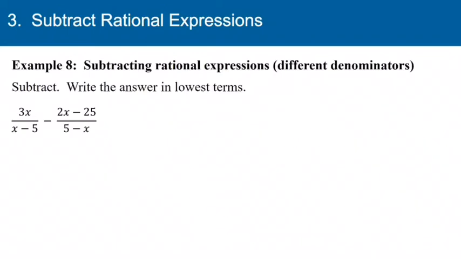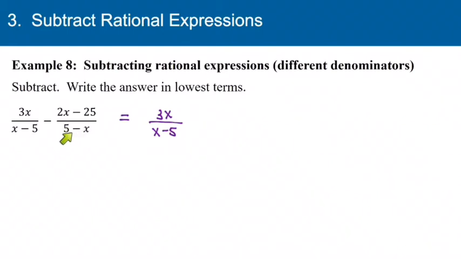Okay, here we have example 8, and it says subtract, write the answer in lowest terms. So here I have 3x over x minus 5 minus 2x minus 25 over 5 minus x. Notice again that our two denominators are not really different, they're just opposites. So remember the trick that we used last time? Well, it's not really a trick, it's more kind of a shortcut. We can change the order of subtraction, but it's going to cost us a minus sign, which comes out here and changes this sign. So our problem is going to end up being 3x over x minus 5.